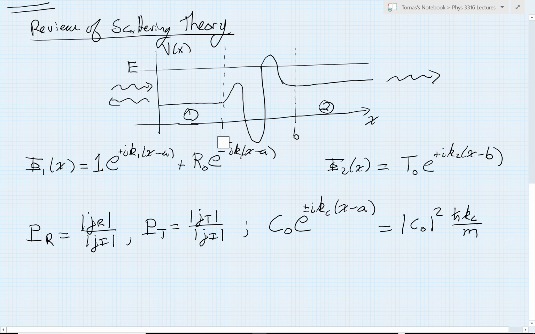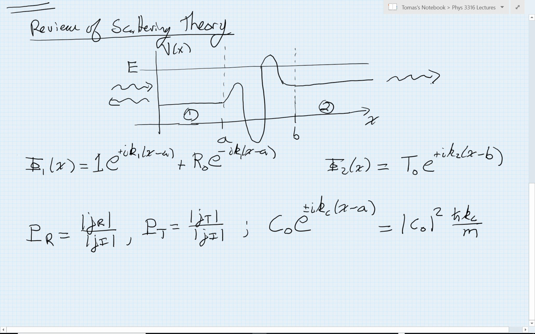Between locations x equals a and b is where I have all the unusual scattering behavior occurring. Finally, there'll be a region which I will call 2, where the potential again becomes constant, and over here there will be an outgoing beam of transmitted particles. The particles come in with a given energy E. Corresponding to this, in regions 1 and 2, where the potential is constant, there are corresponding wave vectors, k1 and k2.